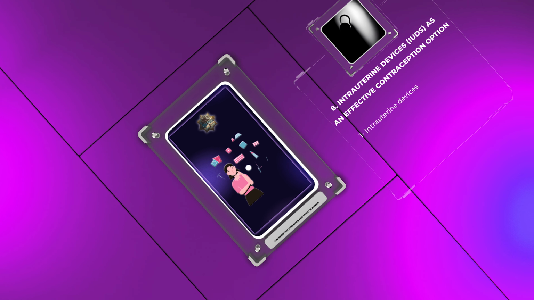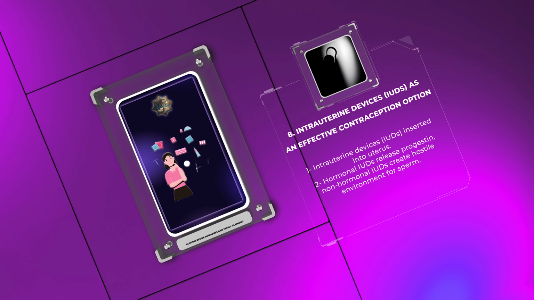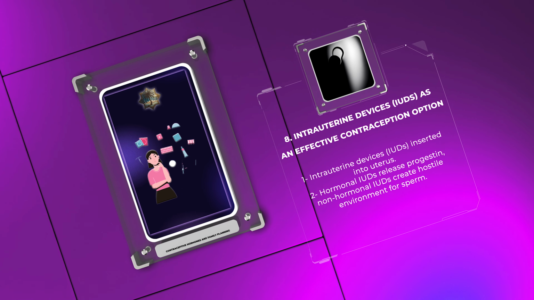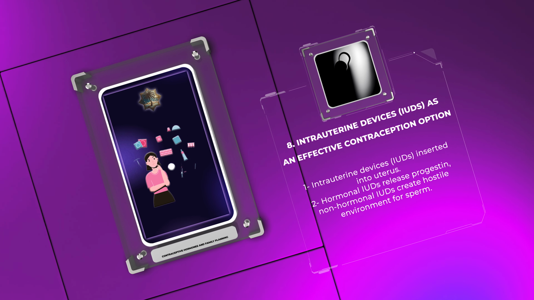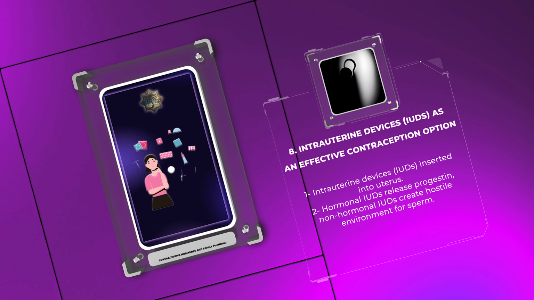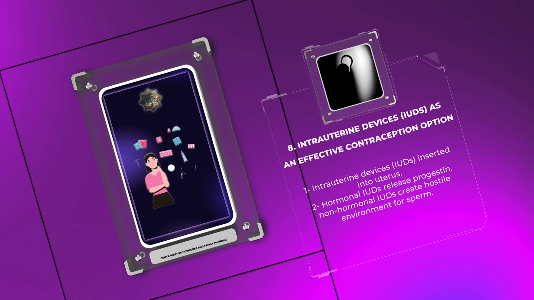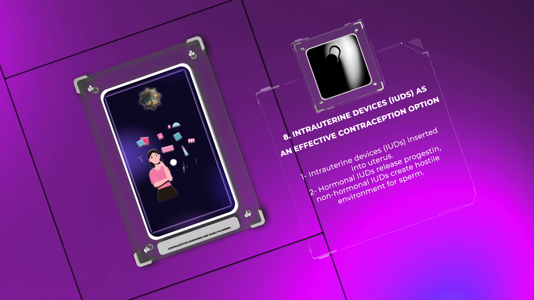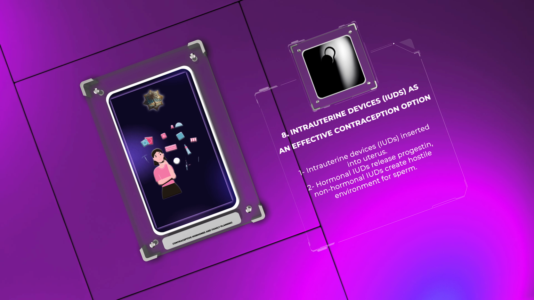Intrauterine devices, IUDs, are small, T-shaped devices inserted into the uterus. They can be either hormonal or non-hormonal. Hormonal IUDs release progestin locally, which thickens cervical mucus, inhibits sperm mobility, and thins the endometrium. Non-hormonal IUDs, usually copper-based, create a hostile environment for sperm, preventing fertilization.